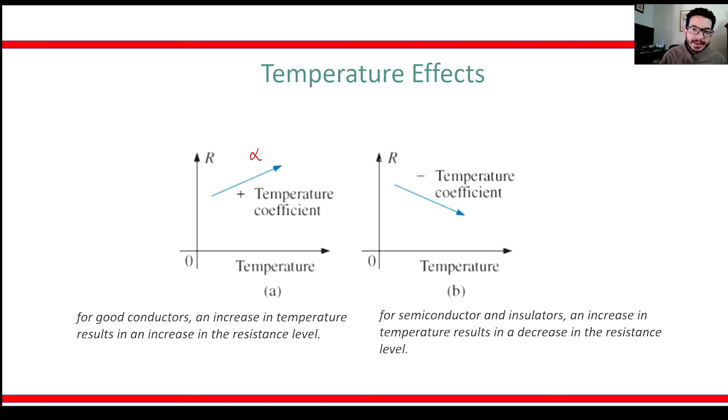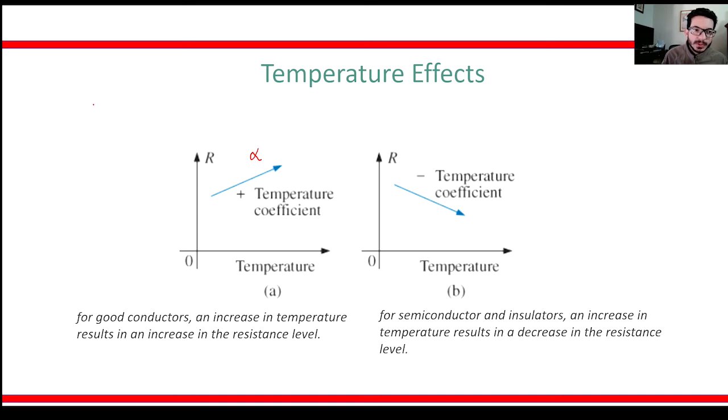Now, a negative temperature coefficient means that if the temperature increases, the resistance will decrease. So, for example, if temperature decreases and the resistivity decreases, that is a negative coefficient. And for semiconductors and insulators, an increase in temperature will result in a decrease in the resistance.